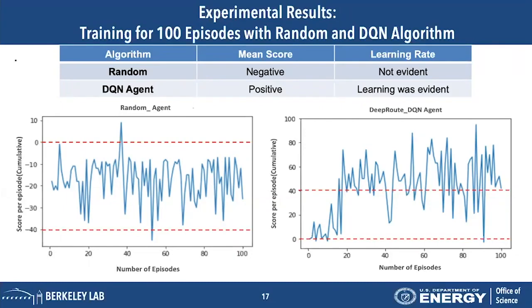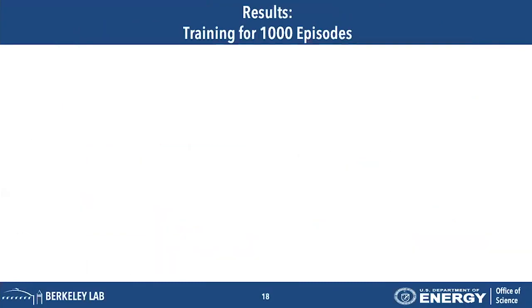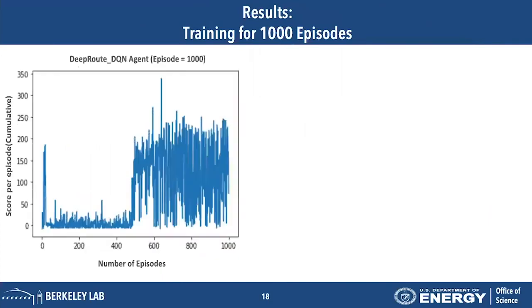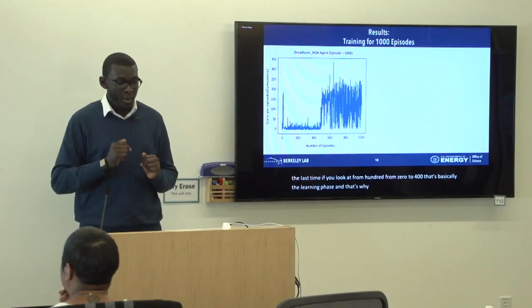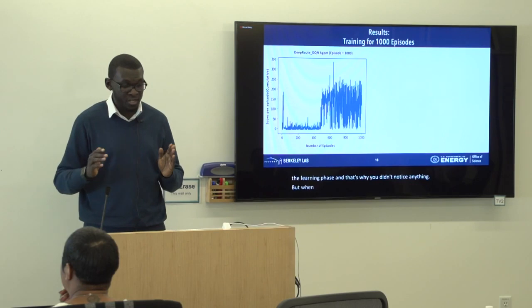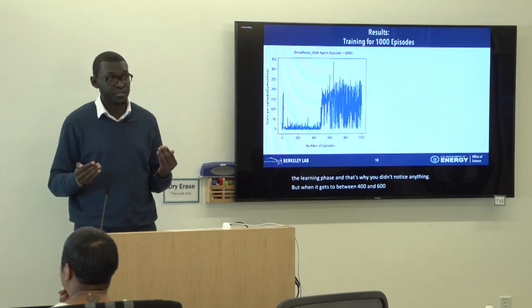When you take the wrong step in the wrong direction, you get the vice versa. So we didn't stop there. We went ahead to train this over more episodes to see whether there's going to be anything. Remember what I told you the last time. If you look from 0 to 400, that's basically the learning phase, and that's why you didn't notice anything. But between 400 and 600, we notice there was an upward trend.